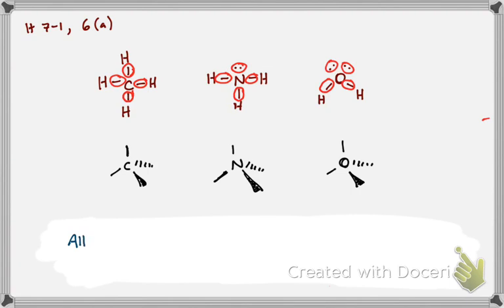So all have so-called tetrahedral electron pair geometries. Okay, now what about molecular geometry? Let's check that out.